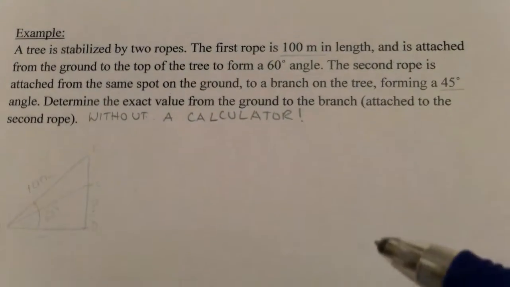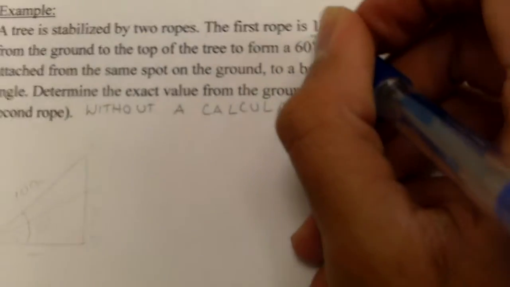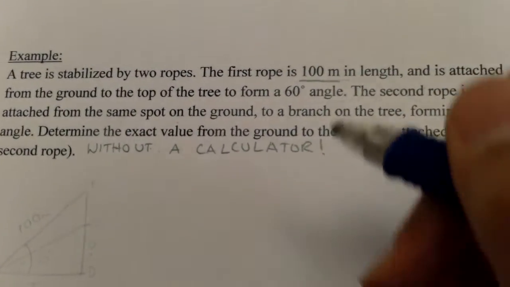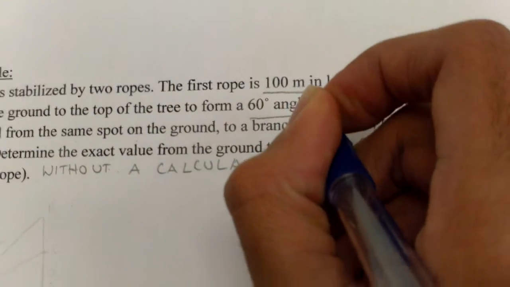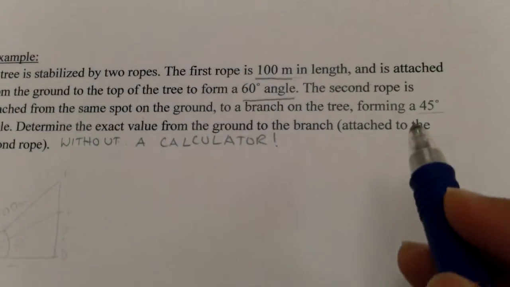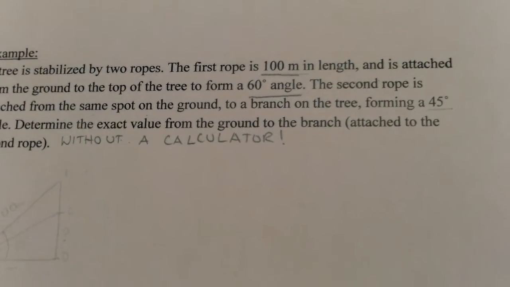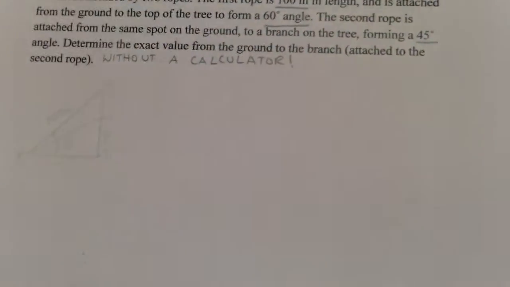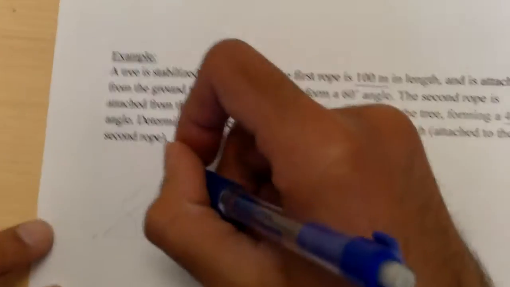So the main pieces of information that we could get from here is that the first rope is 100 meters in length, and that when it's attached from the ground to the top of the tree, it forms a 60-degree angle, and that the second rope, when it's attached from the same spot on the ground to the branch on the tree, forms a 45-degree angle. So the first step that we should take is drawing a diagram.